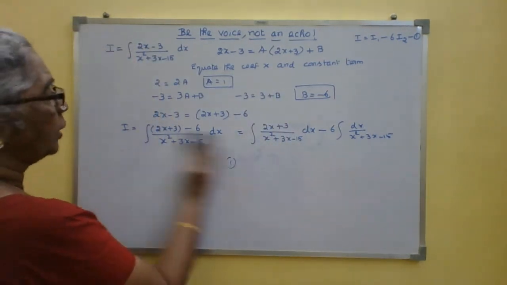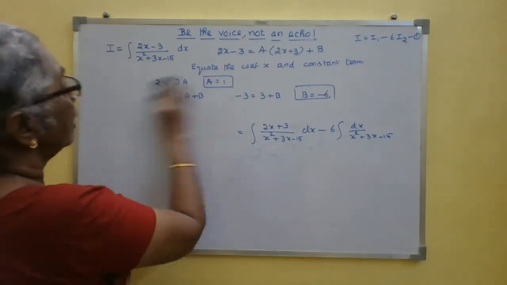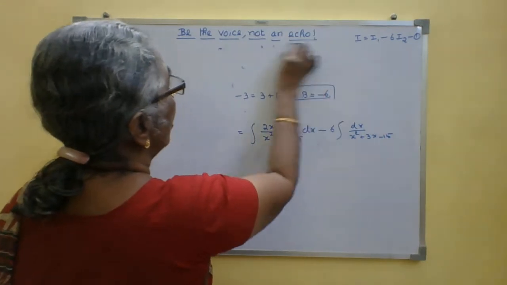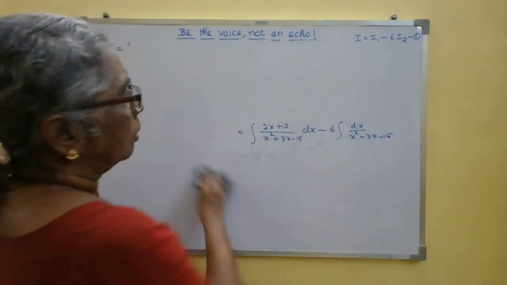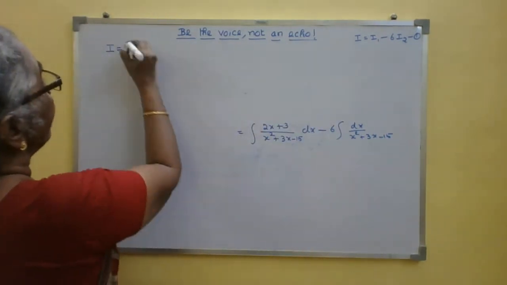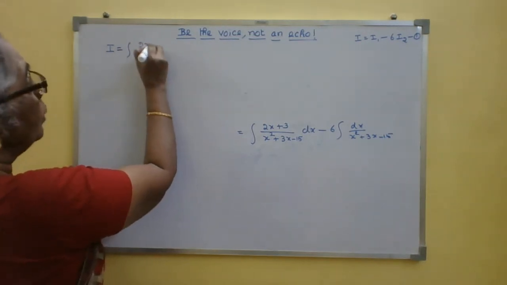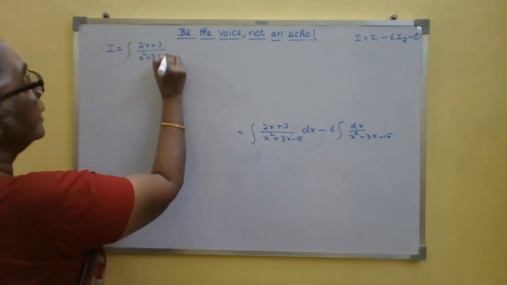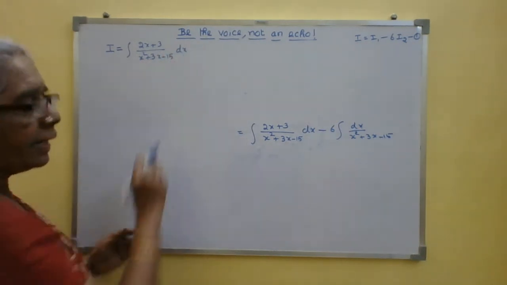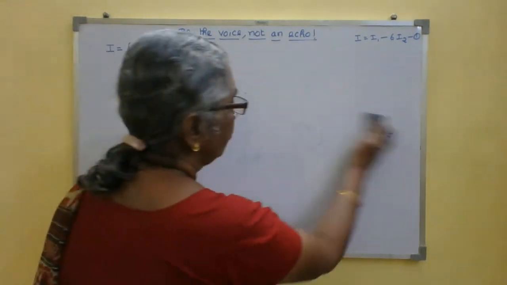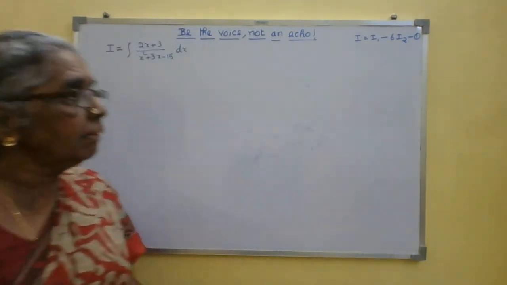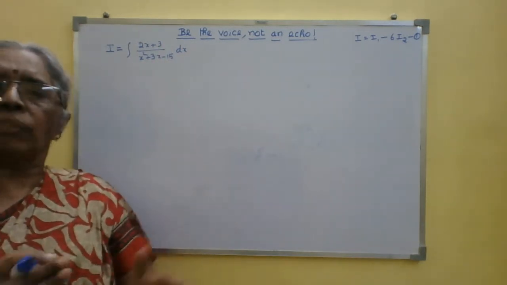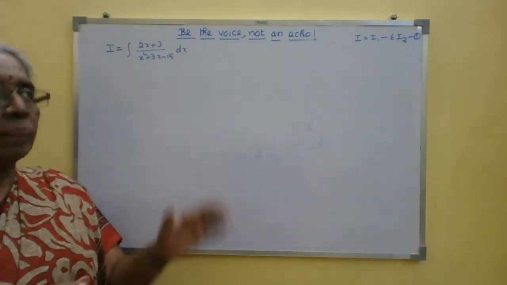Now let us move on to integrating I1 and I2 separately. So let us move on to the I1 part. Let me write the I1. I1 is integral of 2x plus 3 by x squared plus 3x minus 15 dx. Coming to I1, you know the numerator is the exact derivative of the denominator. That is how we proceed.